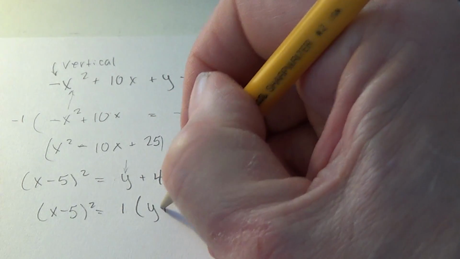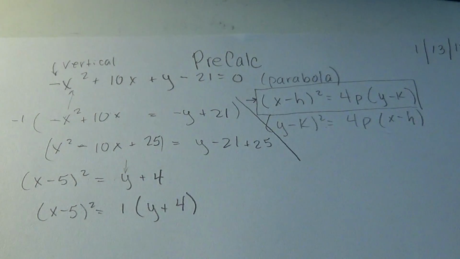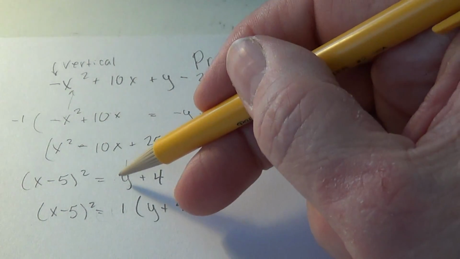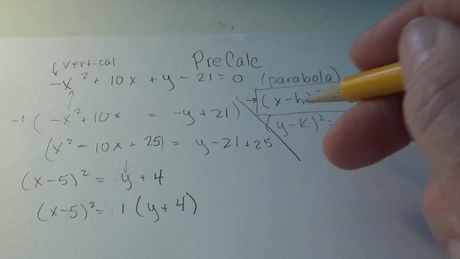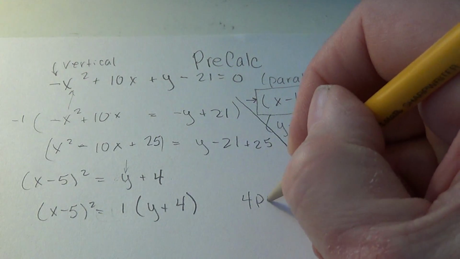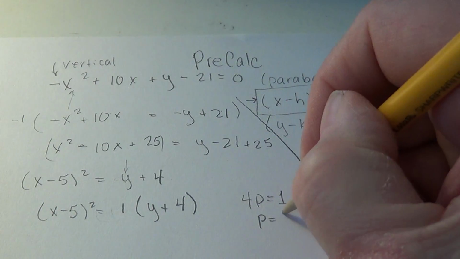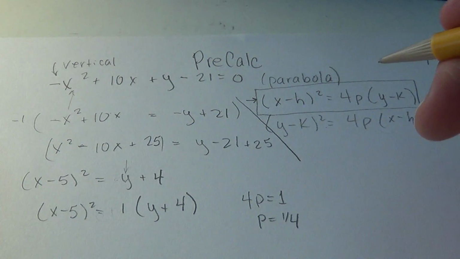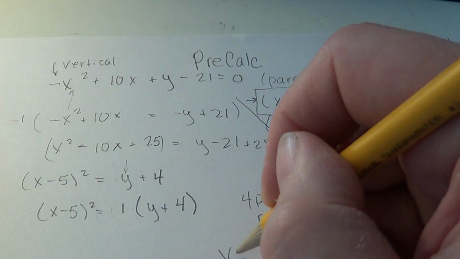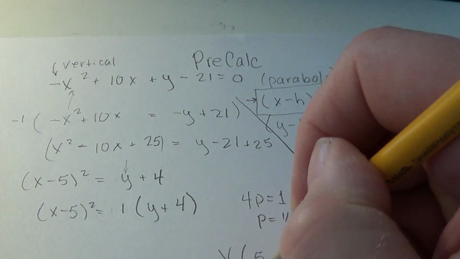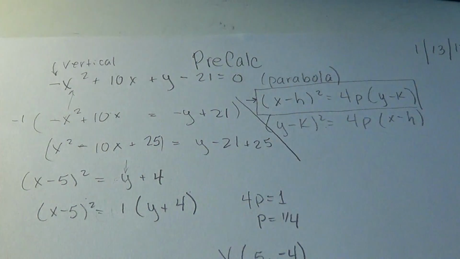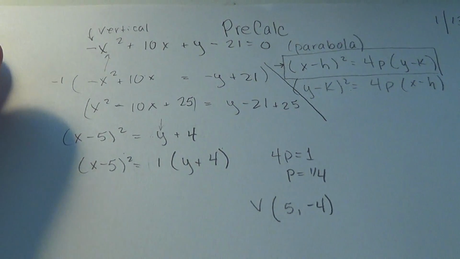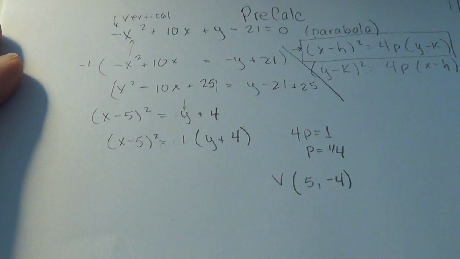I pull out a 1 just to show you what the 4p is. Whatever's in this position, whatever you factored out of both of these terms, will be equal to 4p. So 4p equals 1 in this case, and p is 1/4. And the vertex is (5, -4). Always the opposite of this and the opposite of that. All right, let's begin our sketch.